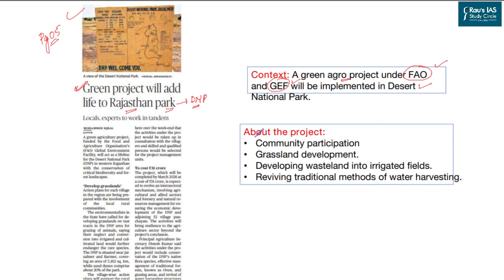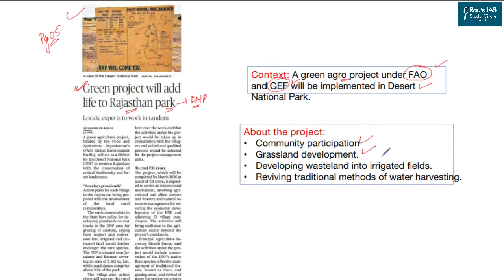Now, this project will be implemented by these two important organizations along with the partnership of the Government of Rajasthan and Government of India. Government of Rajasthan will be involved because this is part of the state of Rajasthan, and as it will be implemented in and around the Desert National Park, it will be under the control of the central government. The project will include the participation of the community for the development.